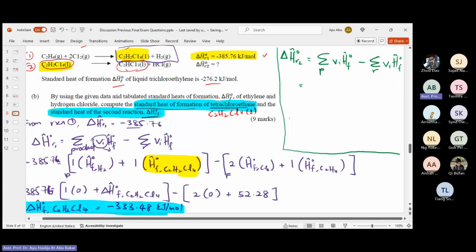Okay, product minus reactant. Your product is the tetrachloroethane, heat of formation of this, plus HCl, then minus the heat of formation of liquid trichloroethane, which is given over here. Sorry, this one. Okay, your product will be trichloroethane plus the HCl minus the heat of formation of the tetrachloroethane, the one that you calculated earlier.